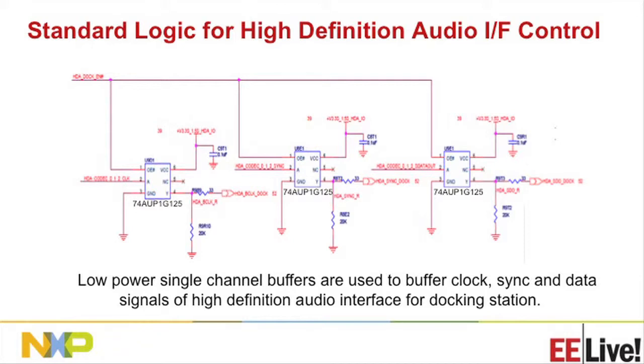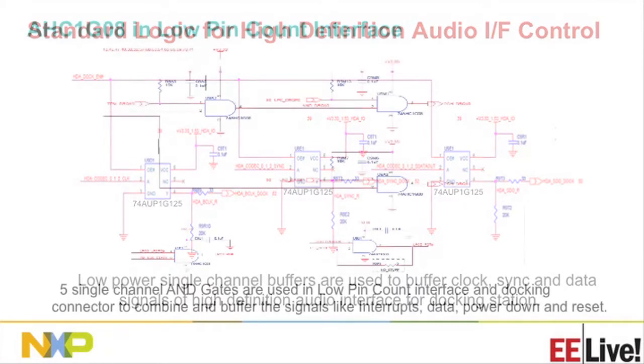So some real examples coming out of schematics. We'll go through them quickly. Sometimes when single channel buffers are used in the audio control interface, again, the idea is to buffer some of the clock, sync, and data signals. These are low frequency interfaces, typically up to 50 megahertz or so.